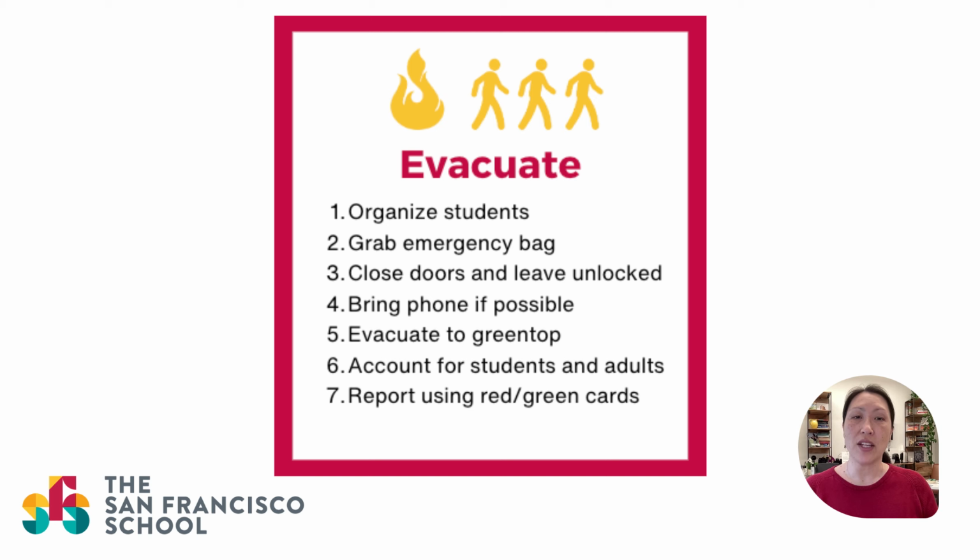Another protocol is evacuate. We would call to evacuate if we need to move people to a location for safety reasons. For example, if there is a fire or a gas leak on campus. Our primary evacuation area is the green top. We practice evacuating to the green top with our monthly fire drills, so this is something students are very familiar with. From the green top, there are several egresses if we need to then evacuate off campus from there. Our secondary evacuation location, if we need to leave campus, is Palega Park, just a few blocks up the hill.